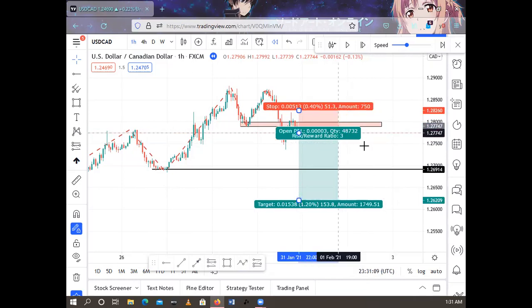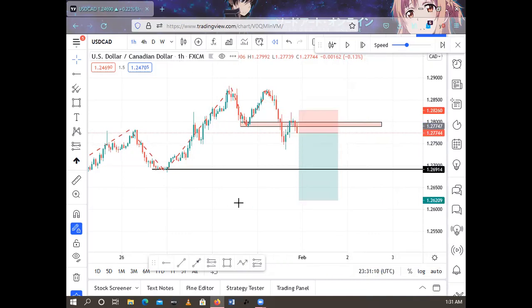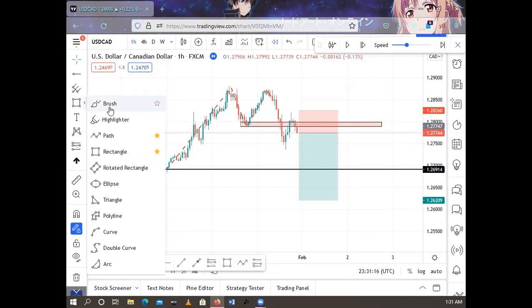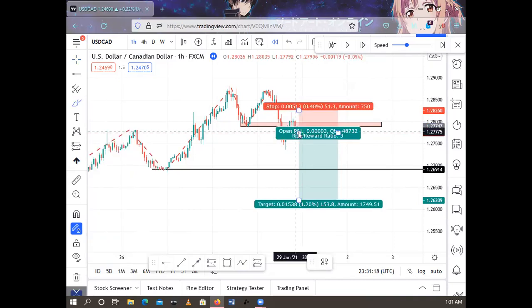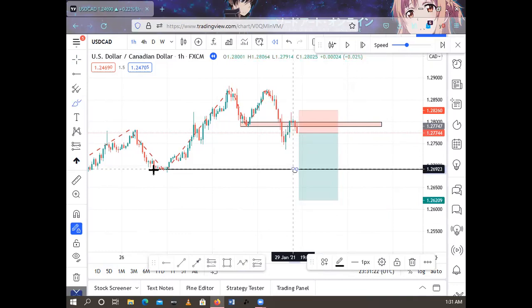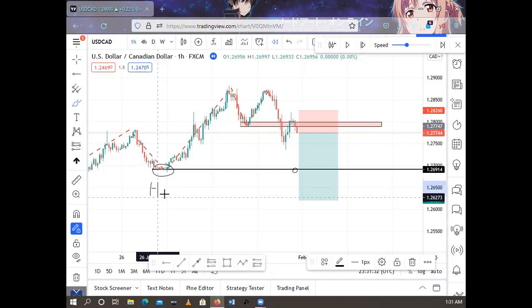Now off of this, let me get my pen here, brush here. Okay. Now this level here will be our level of interest, right? Because this market is holding because of this level here. This is our recent higher low, right?